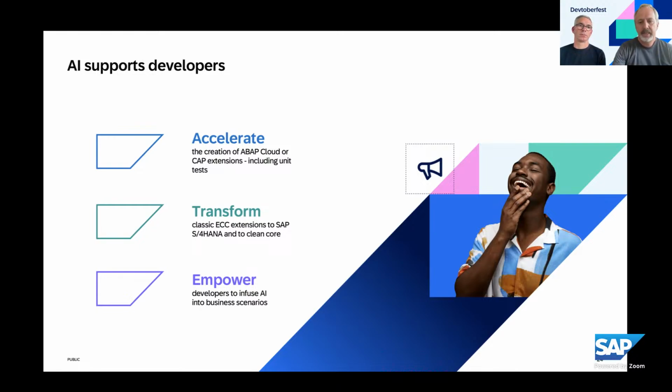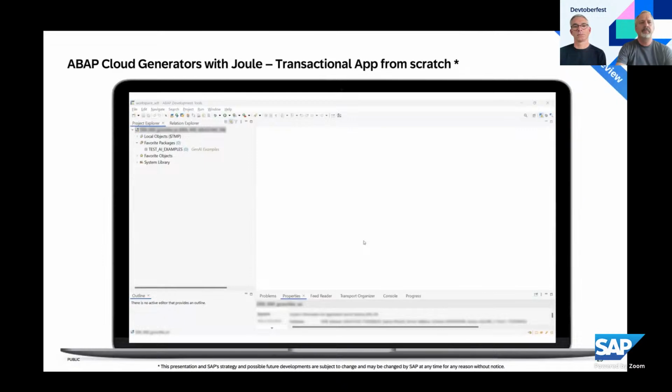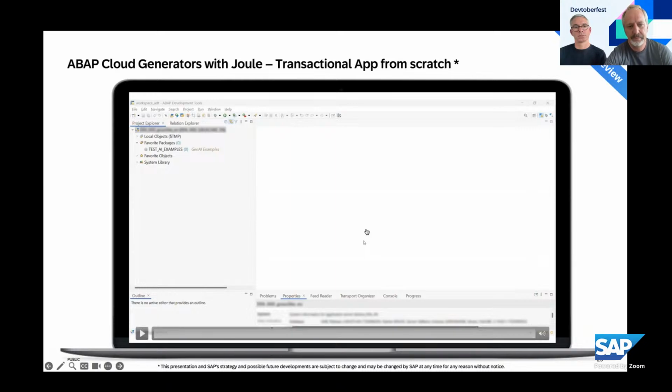I start with a small example, the ABAP Cloud generator with Joule. Perhaps you know this already. The idea is that you are a classic ABAP developer and you want to start building your first Fiori application, but you don't want to start from scratch. In this little video, you will see how the tooling in the IDE with AI assists you: you use natural language to explain what you actually want to do, and then the artifacts are directly generated in the code. So let's start this.